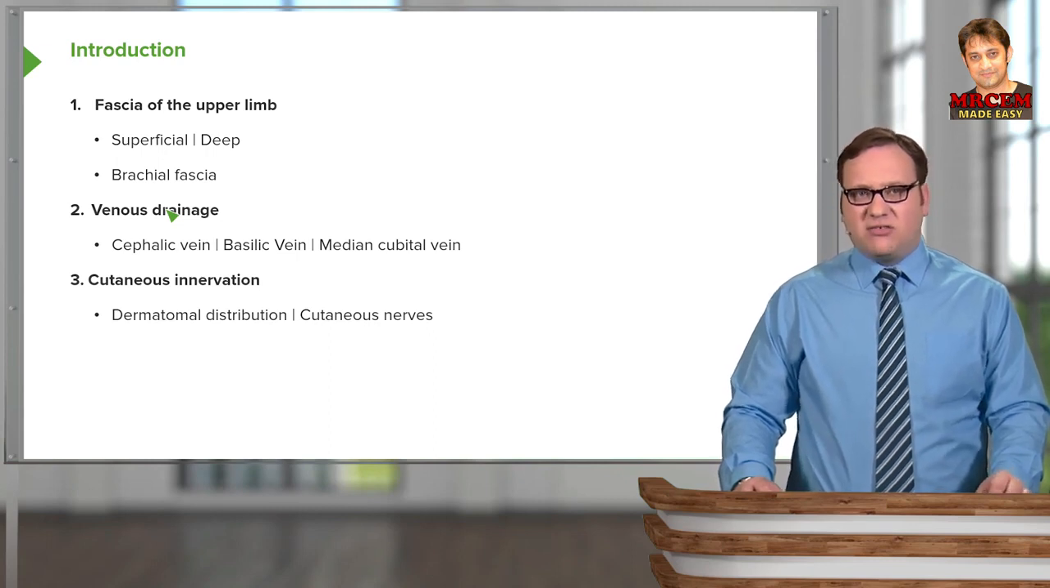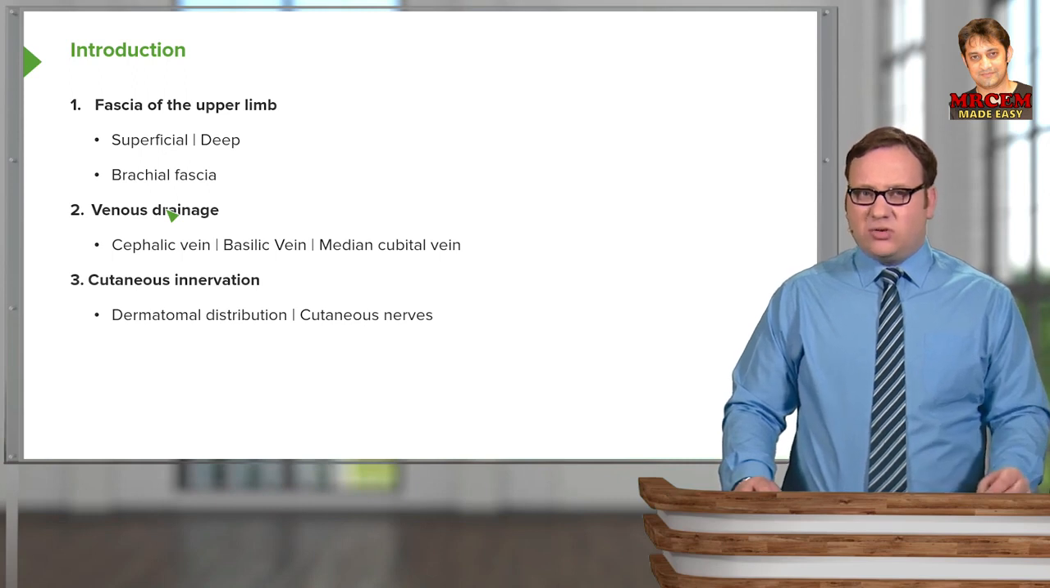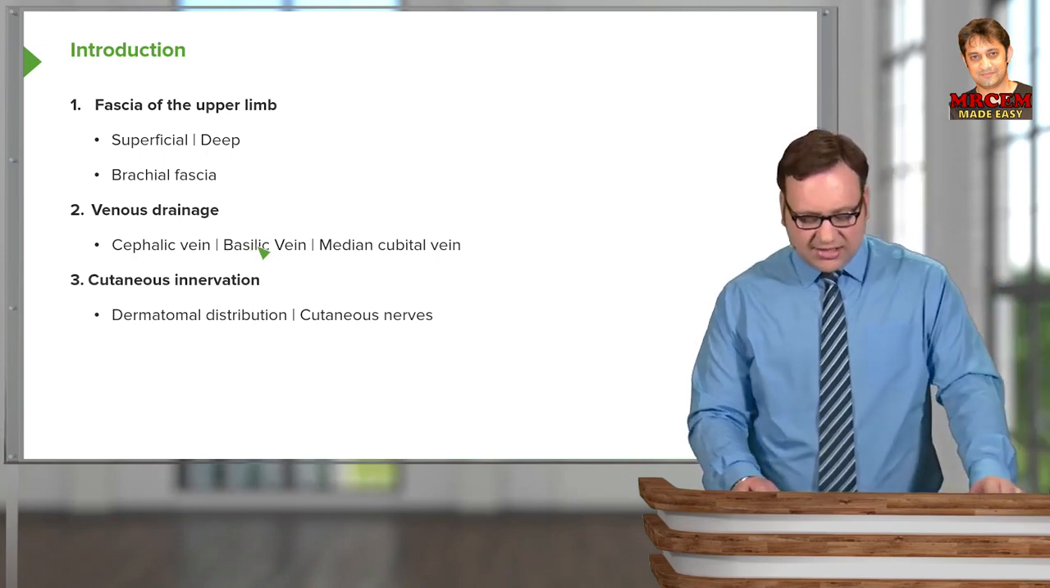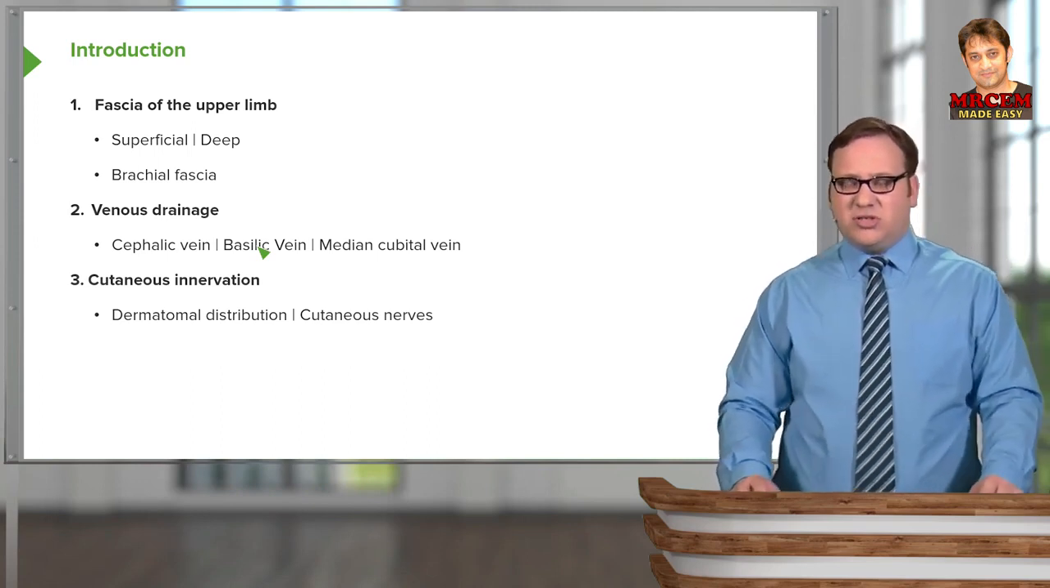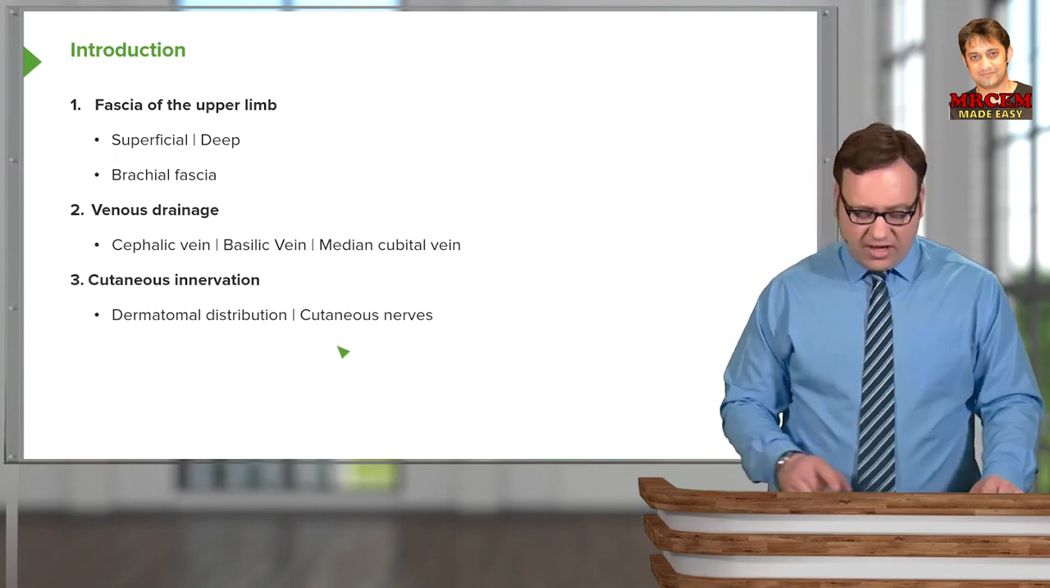We'll look at the cephalic vein, the basilic vein, and how they run into the axillary vein, and we'll also look at a communication between the two known as the median cubital vein. We'll then look at the cutaneous innervation of the upper limb, we'll look at the dermatomal distribution, and then we'll move on to some specific cutaneous nerves.